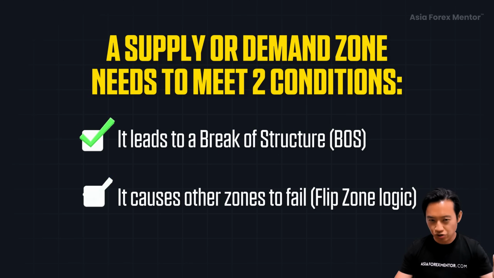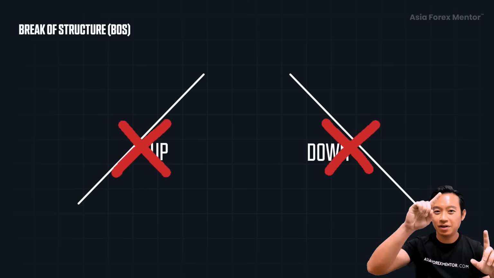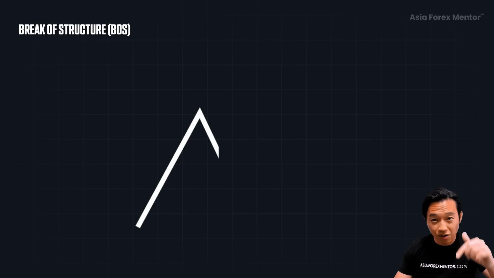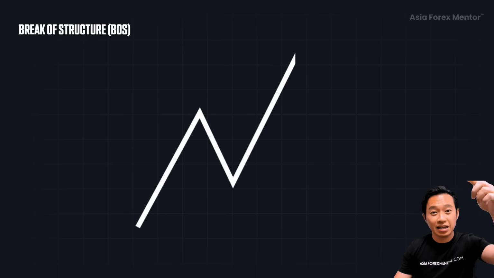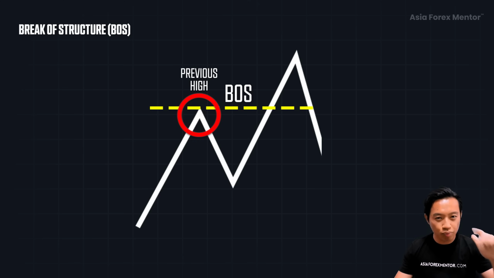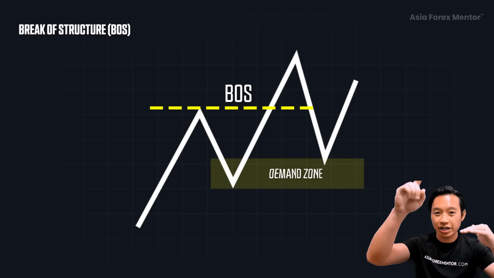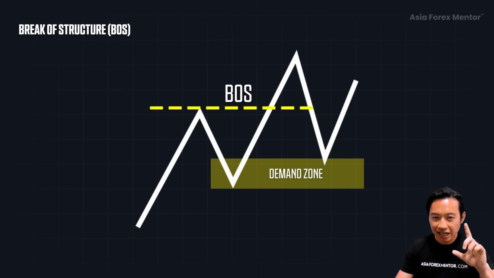First off, break of structure. So now, price doesn't just go straight up or down. It goes up, it pulls down a little, and then it goes up again, right? Breaking the last high. So it keeps going up higher. So now, in this case, at that point, it creates a what? A break of structure, showing that the demand zone caused the break, right? So this makes it a higher probability zone.